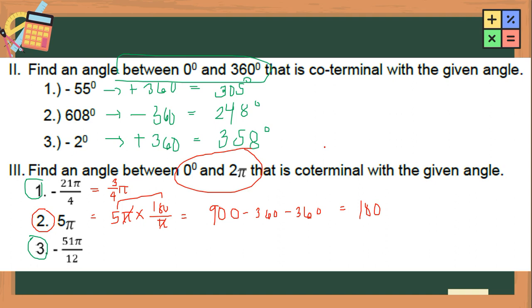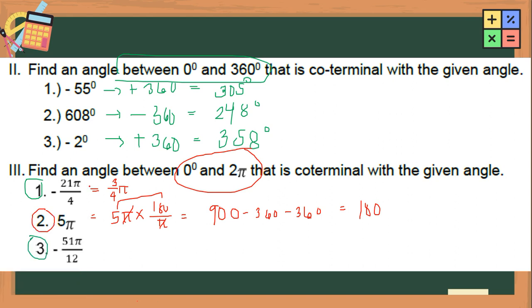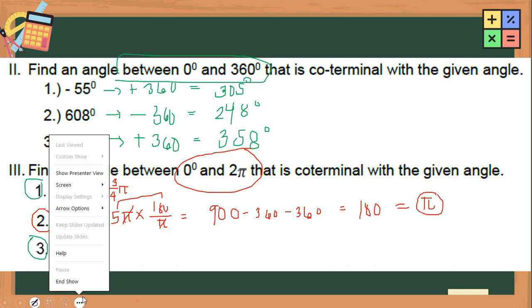Hello? Opo. Yes, So, sir. yung ating sagot dyan is 180. Pero ang kinukuha niyang answer sa inyo is nasa pi. So, ang 180 is equivalent to pi. Gets nyo? Hello?